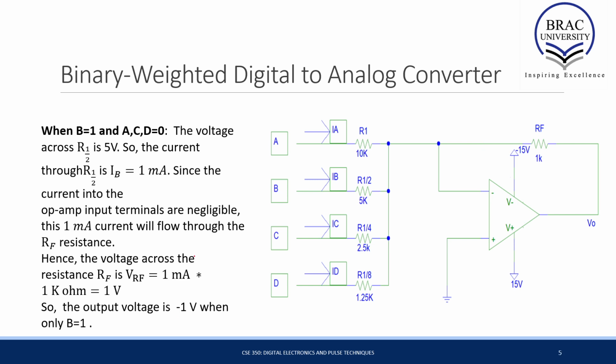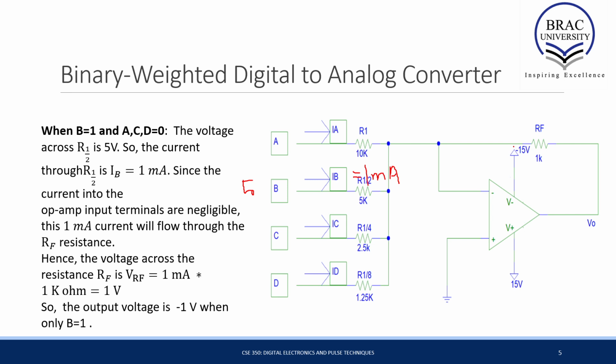In a similar way, we can calculate what happens when B is equal to 1 and A, C, D is equal to 0. In that case, it will have a 5 volt value, and since this is connected to the ground, our IB will have a value of 1 milliampere. The other currents IA, IC and ID will be 0. This 1 milliampere current will flow through the RF resistor, and the RF resistor will have a voltage drop of 1 volt. So the output will be minus 1 volt when only B is equal to 1 and A, C, D is equal to 0.